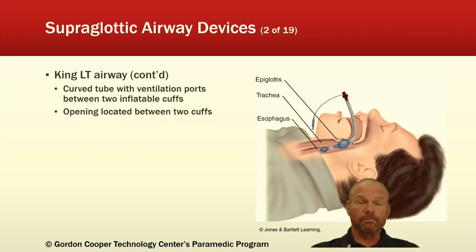It features a curved tube with a ventilation port situated between the two inflatable cuffs. So you have a distal cuff, seals off the esophagus, which prevents air from entering the stomach. And then you have a proximal cuff, which seals the oropharynx, ensuring proper ventilation through the airway. Ventilation through the device, though, with the openings located between the two cuffs, allow air to flow directly into the lungs, providing effective ventilation.